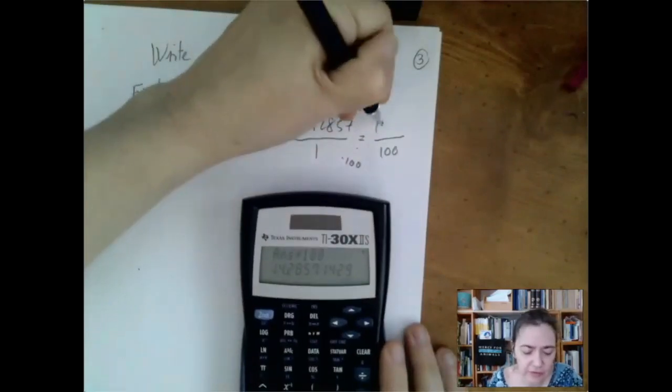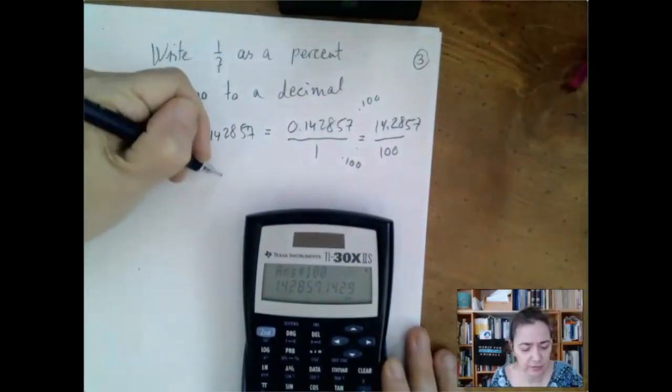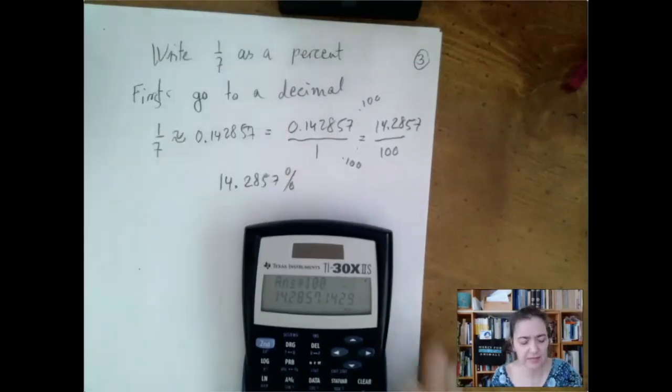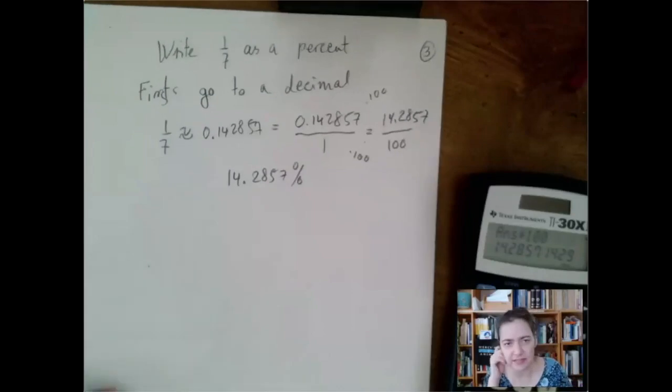So we get 14.2857 over 100, or 14.2857%. So 1/7 is about 15%. It's a little bit less than 15%. But I think we're using percent so often that we kind of have a feel for what that is. Okay, so that's the only complication, but you're not going to see it at first, I guess.